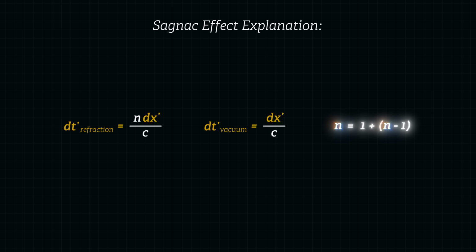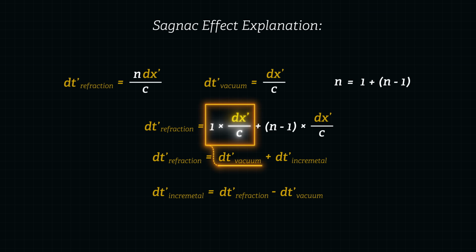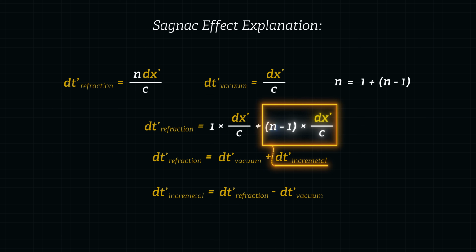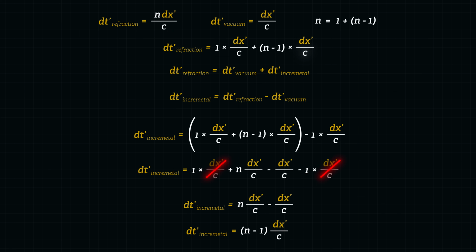According to our trivial equation, we have deconstructed the variable n into a first term equal to 1 and a second term equal to n minus 1. 1 times dx prime over c is the time required for light to travel through a distance dx prime through vacuum. But when traveling through a refractive medium, it takes more time. And so we add that more time as the term n minus 1 times dx prime over c. So the incremental time required for light to travel through a refractive medium compared to time through vacuum is n minus 1 times dx prime over c.